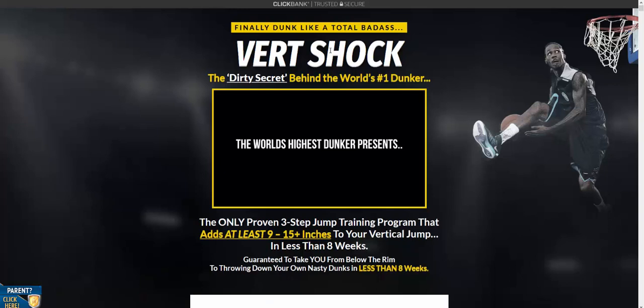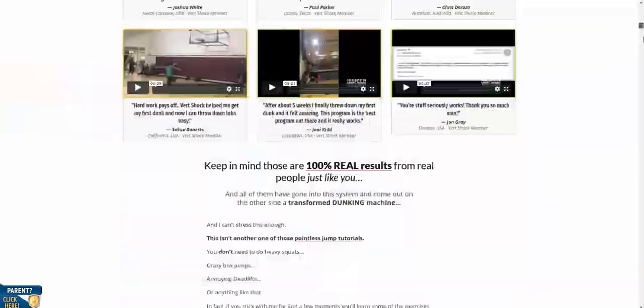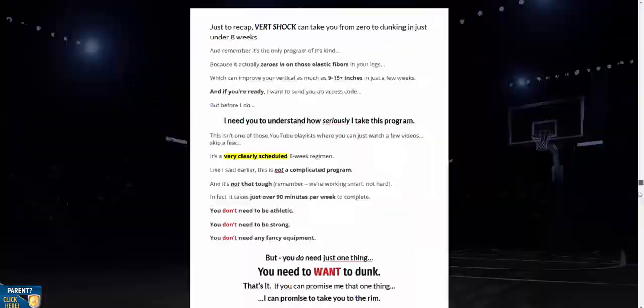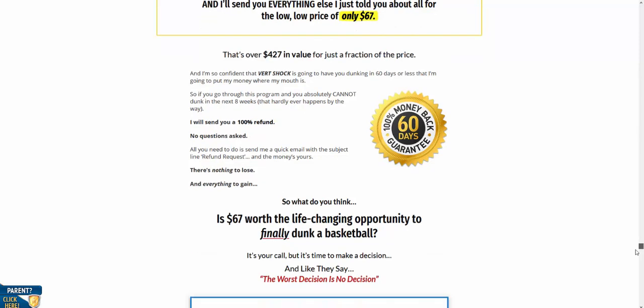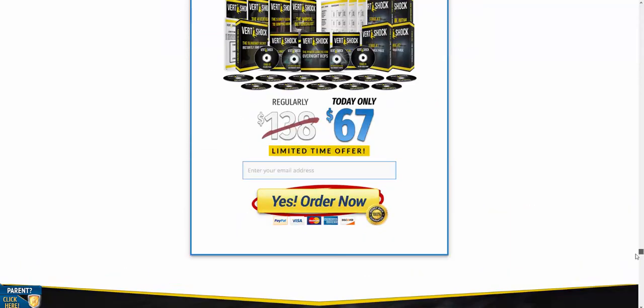Okay, so here's another one in a totally different niche, and I'll just give you an example. This product essentially shows people how to jump high to dunk a basketball. That's essentially what it is. And all the fanciness away, that's what it is. So very, very good sales page. But what it will do is show you how to dunk a basketball, and it's $67.